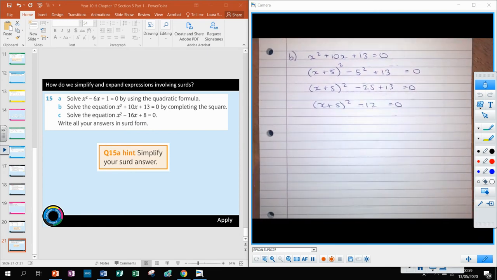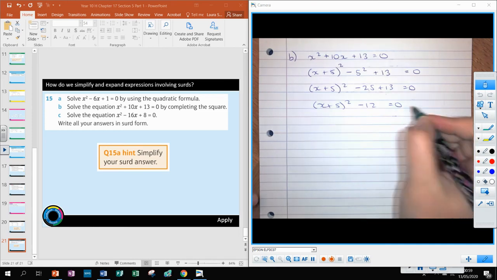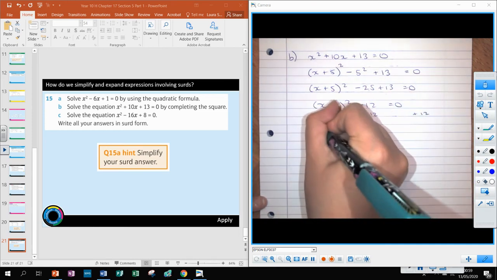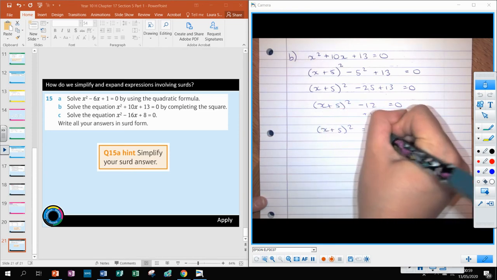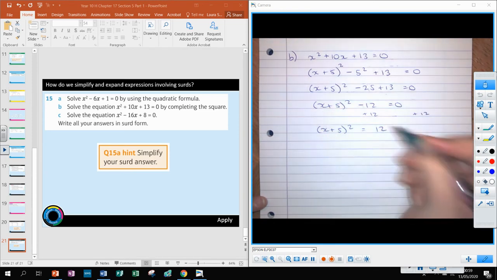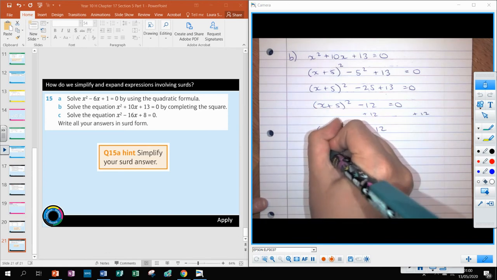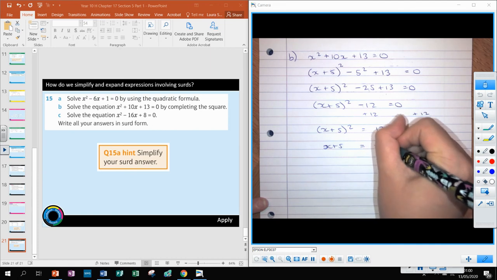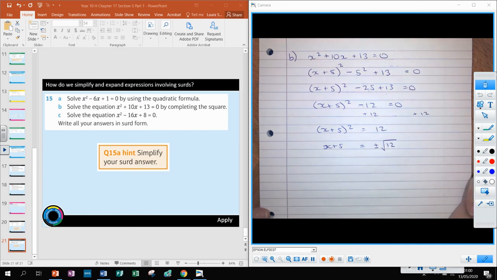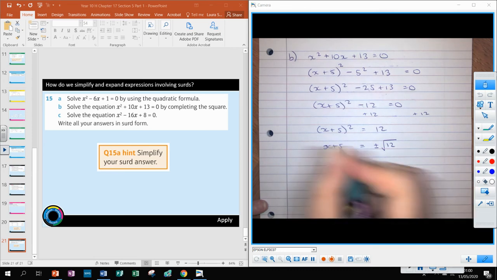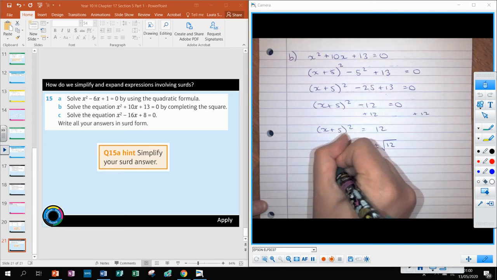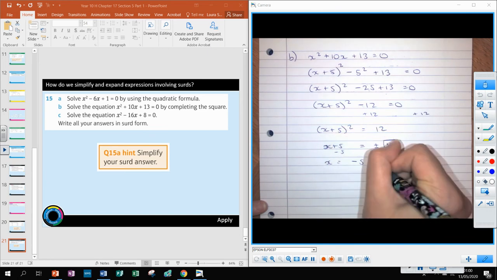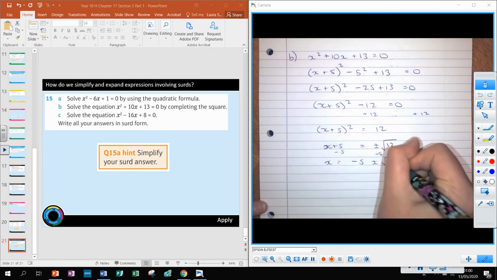Now, in order to solve, we have to start rearranging. In this case we're going to add the 12 first to both sides. So that's going to give me (x plus 5) squared equals 12. Now I can take the square root of the 12. And so we get x plus 5 is equal to plus or minus, don't forget because the square root can be plus or minus, the square root of 12. Then we can move over the 5, so we'd get x equals negative 5 plus or minus the square root of 12.